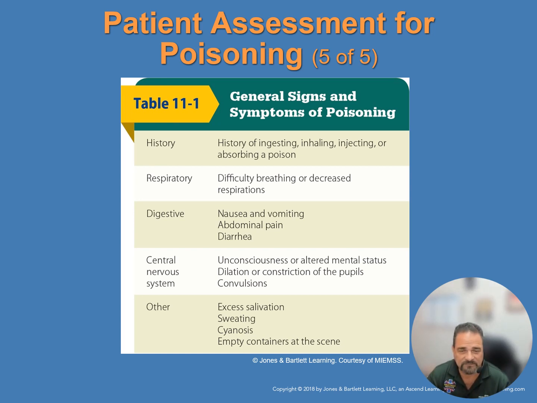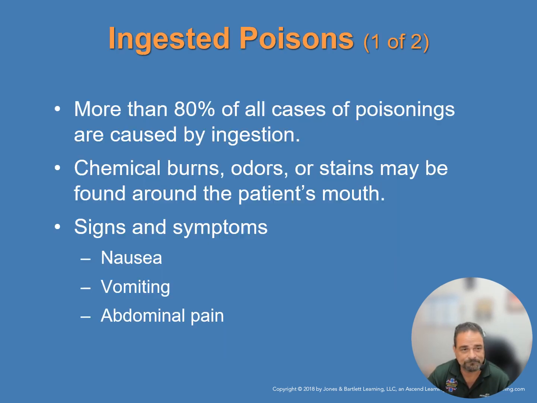And then finally, other things that you may see in poisonings are excess salivation. Otherwise, they're slobbering. Their body's trying to get rid of it. Or sweating. Again, the body's trying to get rid of it. Cyanosis, that's a bad thing. That's when they have a very bluish tint to the skin. They're not getting enough oxygen. And if you see any empty containers on the scene, especially in overdose situations, you want to be very, very careful with your scene safety and make sure that you find these things as you enter, once you have determined that the scene is safe.